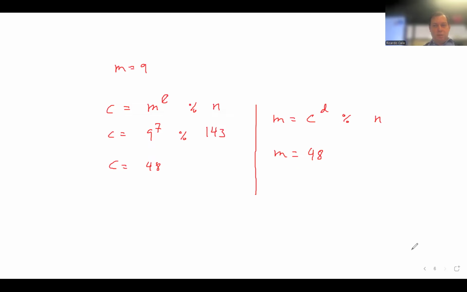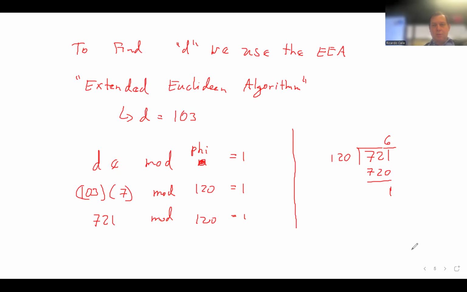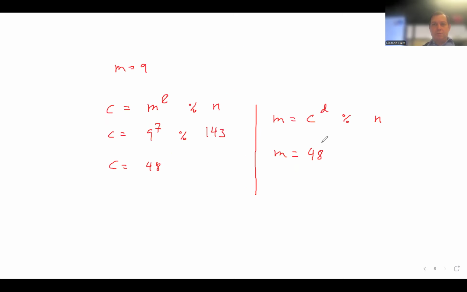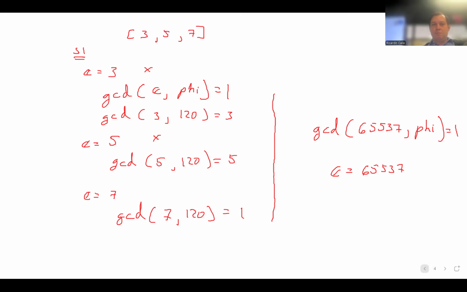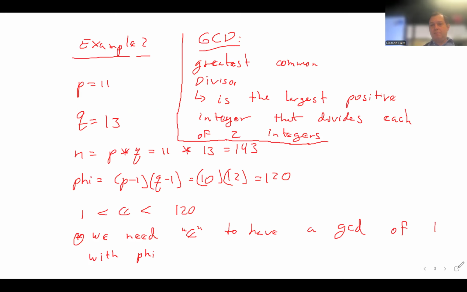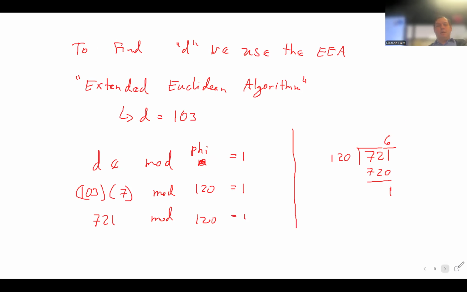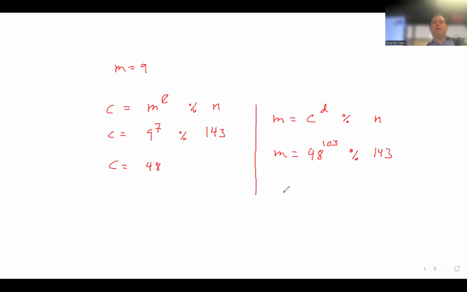D is what? 103 mod 143. Okay. And this should give back our message, which is equal to 9. Any questions, guys? Make sense?